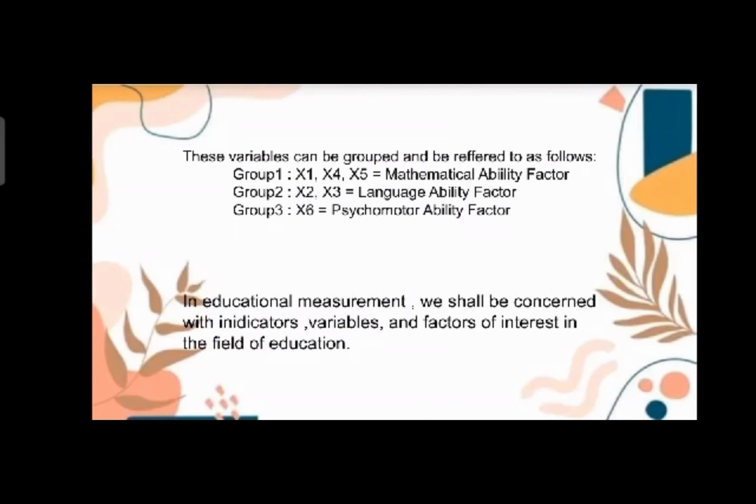So in educational measurement, we shall be concerned with indicators, variables, and factors of interest in the field of education. So that's all. Thank you.